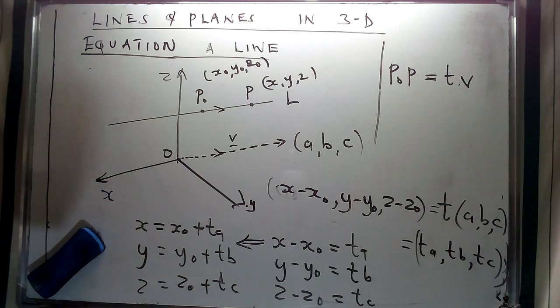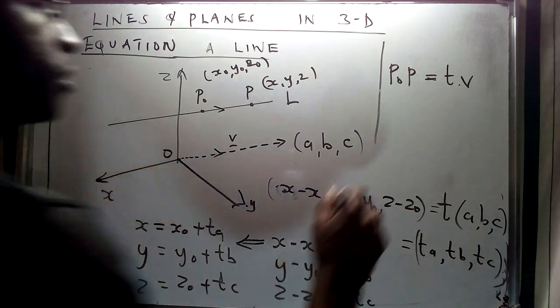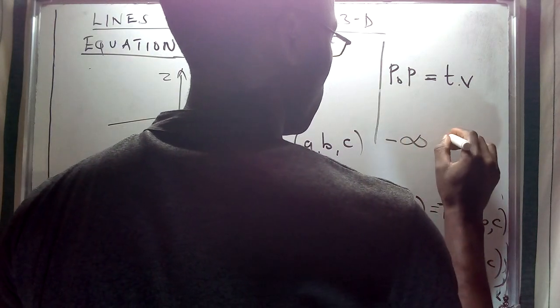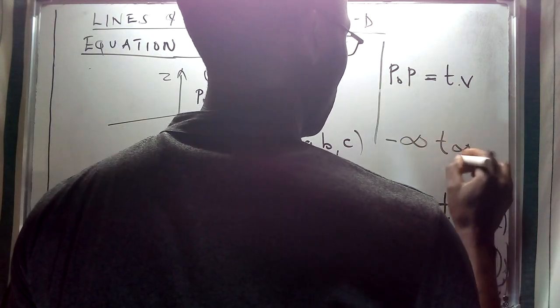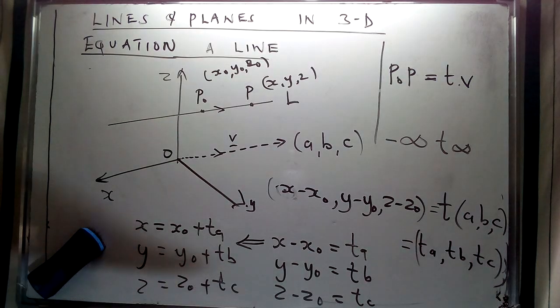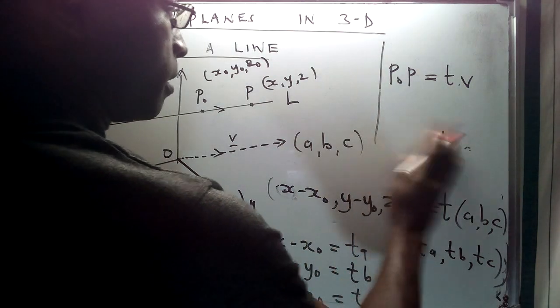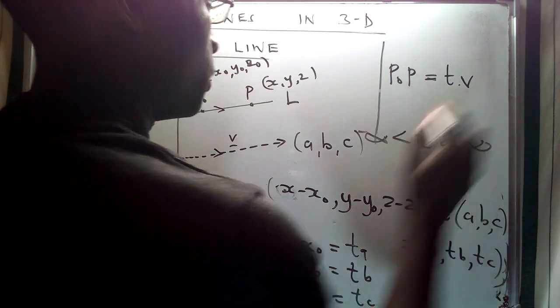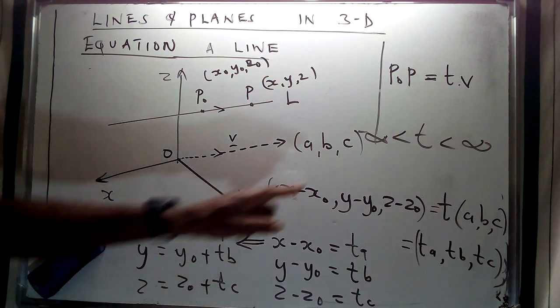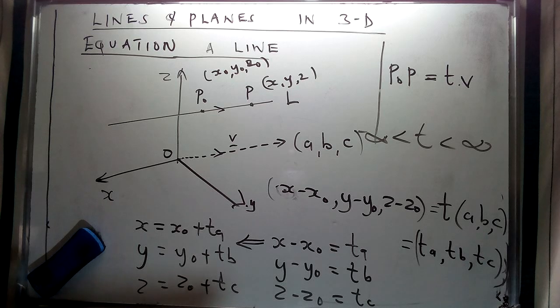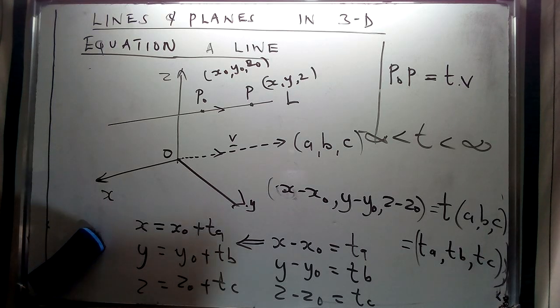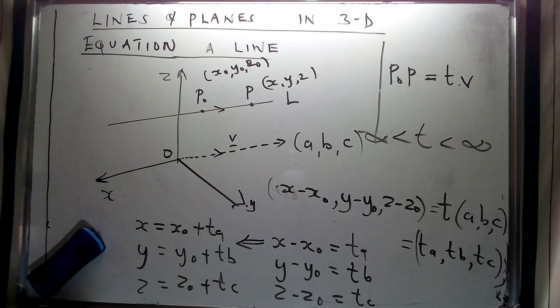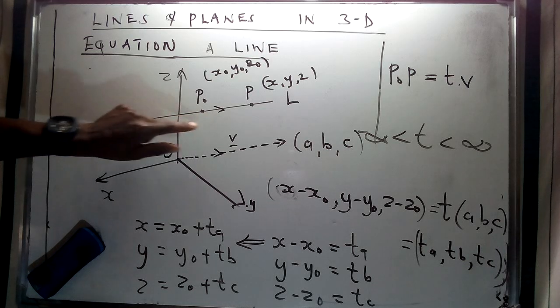So if I look at them from this specific perspective, we see that the scalar t is going to range between negative infinity and positive infinity, given as such. So these are going to be the parametric equations of this specific line that I've given in this specific case.